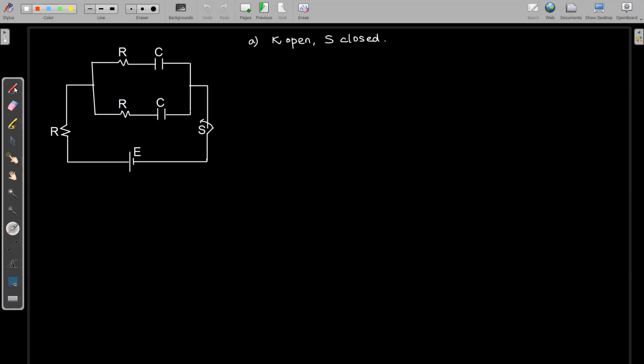So in the first case, the switch K was open. So I have removed this particular branch where the switch K was present. That is of no use to us now. So switch S is closed at t equal to 0.